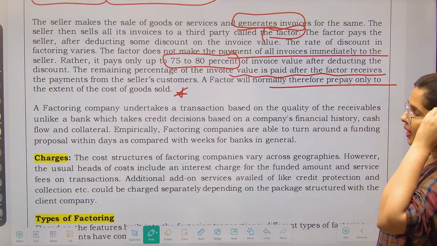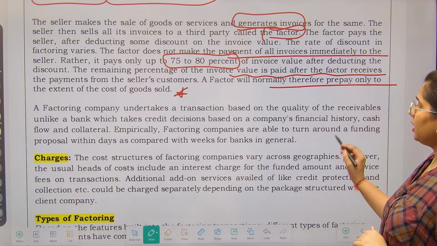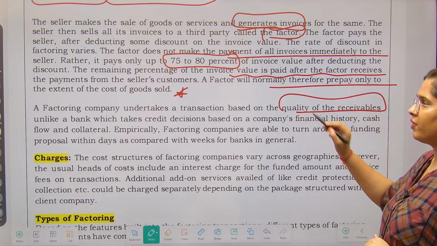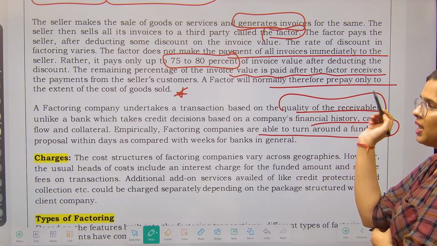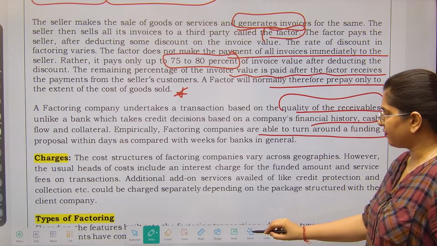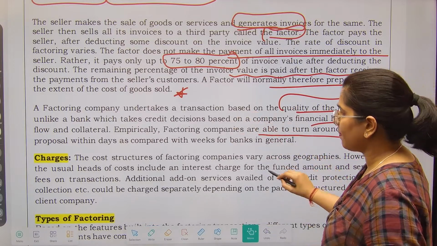Now a factoring company undertakes a transaction based on the quality of receivables. Factoring companies are able to turn around a funding proposal quickly, and these are all different things. You can just skip this particular paragraph.